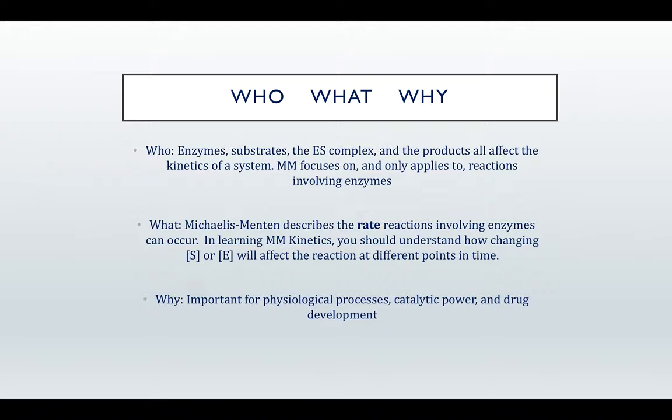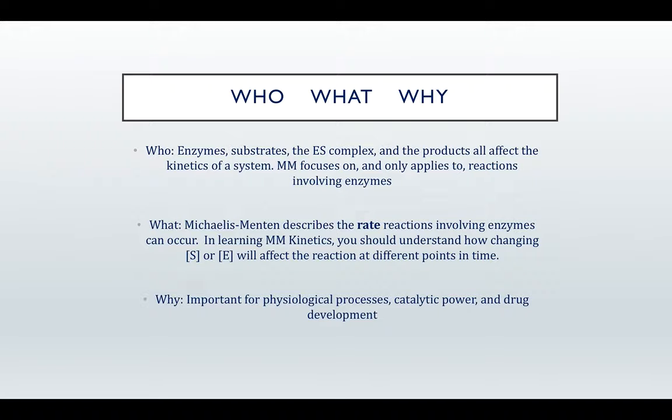So Michaelis-Menten, I have it abbreviated as MM because I'm lazy and can't spell. It focuses on and only applies to reactions involving enzymes. If there's no enzyme, then this does not apply. So Michaelis-Menten describes the rate at which reactions with enzymes can occur. In learning these kinetics, you should understand how changing the substrate concentration or changing the enzyme concentration will affect the reaction at different points in time. So when you get more comfortable with these, try to change the factors and see what happens.